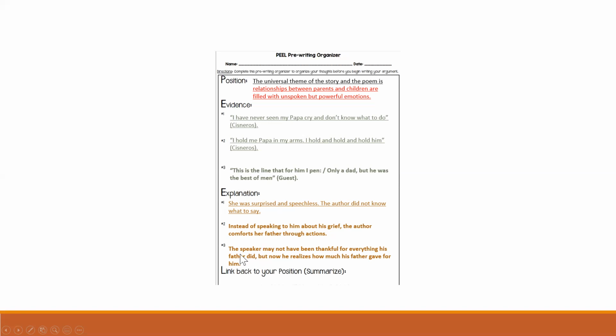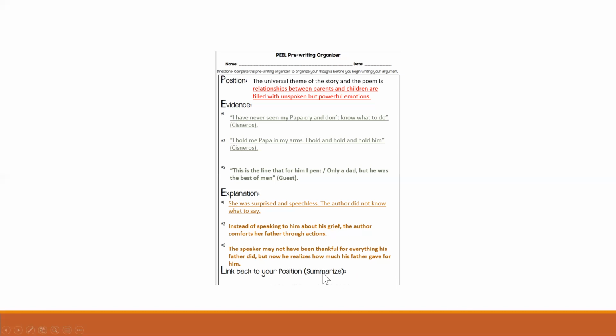Okay. And then for my explanation down here, I have: the speaker may not have been thankful for everything his father did, but now he realizes how much his father gave for him. And again, that goes with powerful emotions, relationships between parents and children, things like that. They were unspoken when the speaker was a child. However, now that he's an adult, he's able to articulate his feelings a little bit better, but still probably not enough.